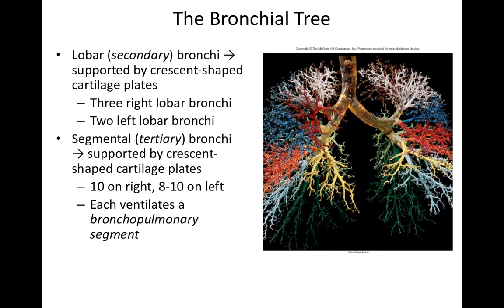That same concept moves into the next branch, which are called the tertiary or segmental bronchi. Usually we have about 10 of these on the right and anywhere from 8 to 10 on the left. Each of these is going to go to what's called a bronchopulmonary segment. So if you look at this cast here, each color represents a bronchopulmonary segment. So each one of these colored segments would be getting a segmental bronchi.